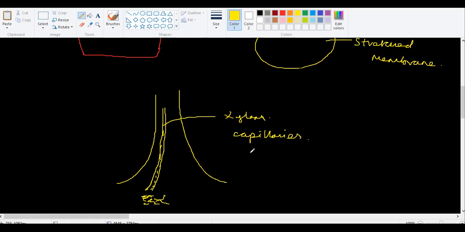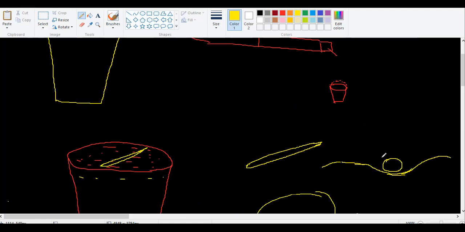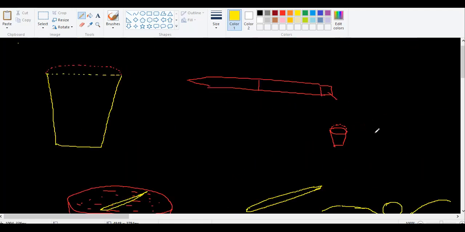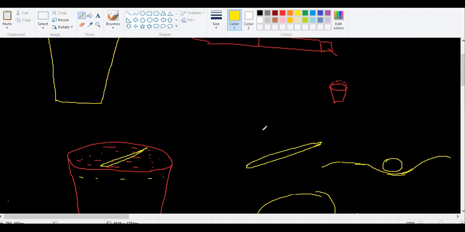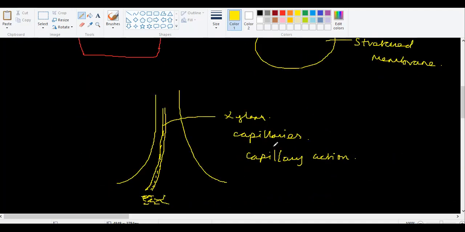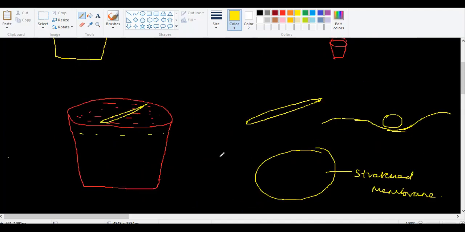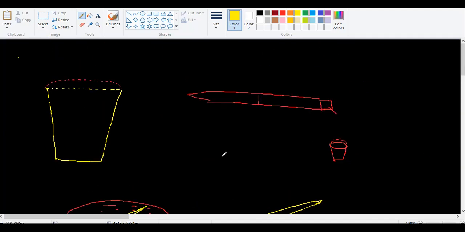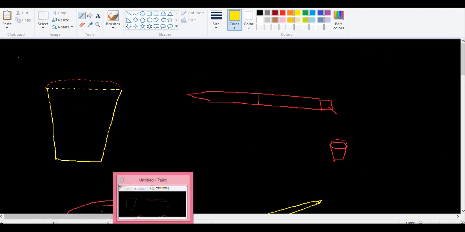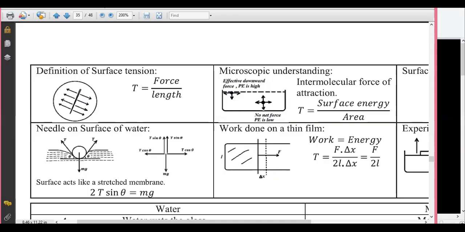This is called capillary action, and this is also due to surface tension. That's also something we are going to derive here. Again, I just wanted to give you the importance, a practical understanding, where you can see surface tension concepts in your home, and biology also has it. Now we can get into the actual details. If possible, I'll try to show you some experiments.